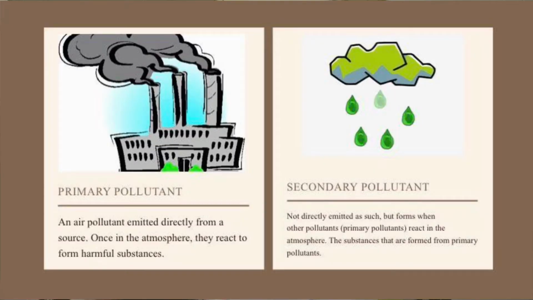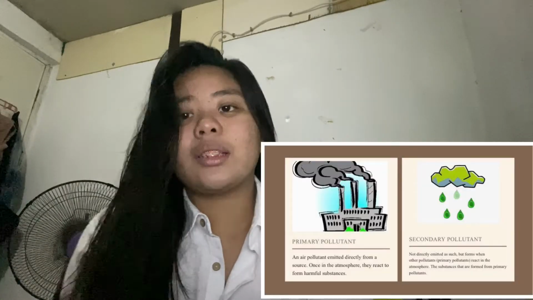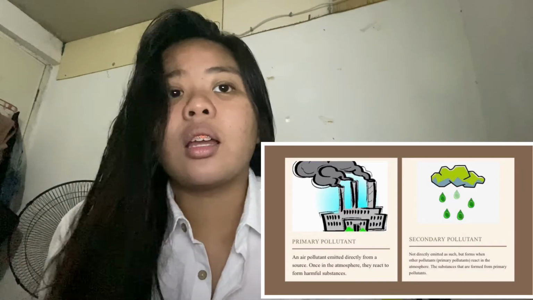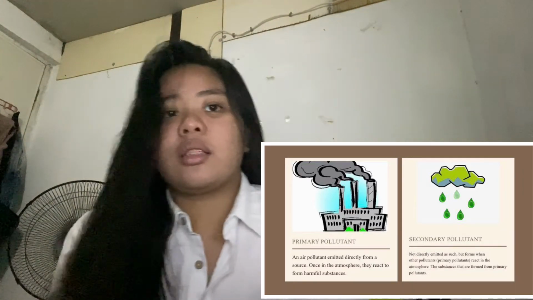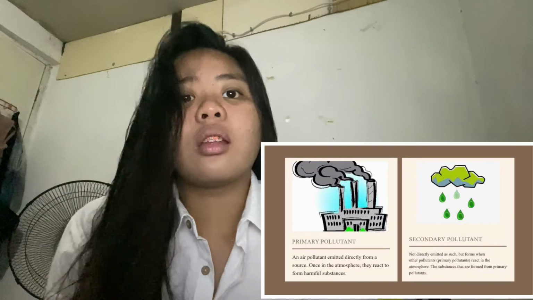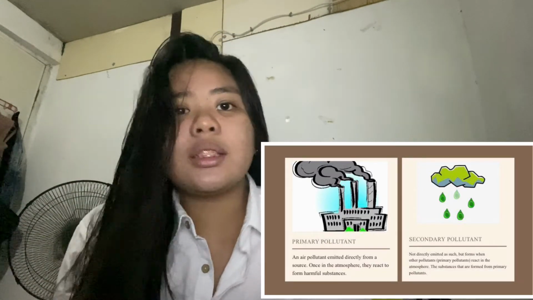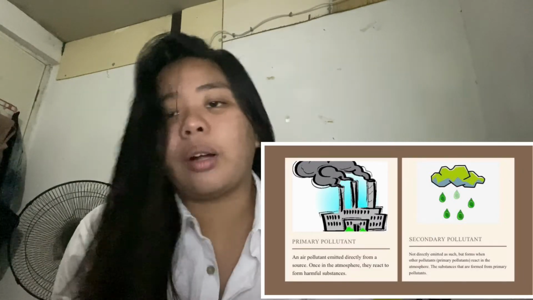The types of pollutants that cause acid deposition are primary pollutants and secondary pollutants. A primary pollutant is an air pollutant emitted directly from a source. Once it is in the atmosphere, it reacts to form harmful substances. A secondary pollutant is not directly emitted, but forms when other pollutants react in the atmosphere. These are substances that are formed from primary pollutants.